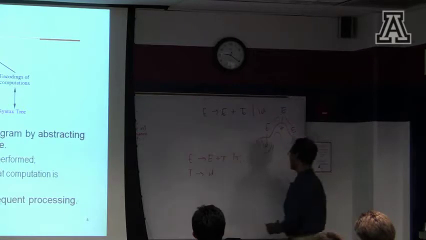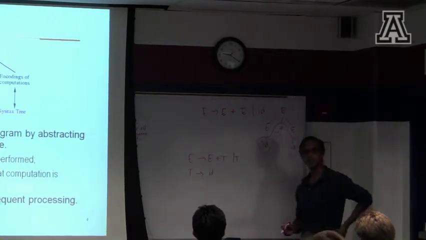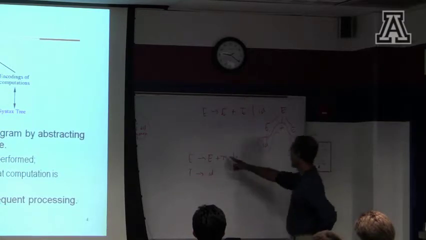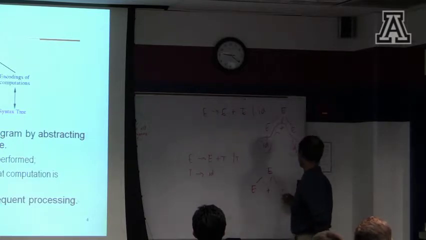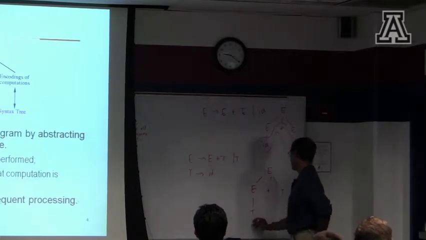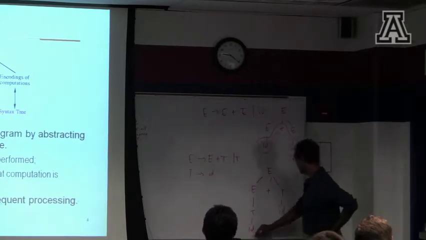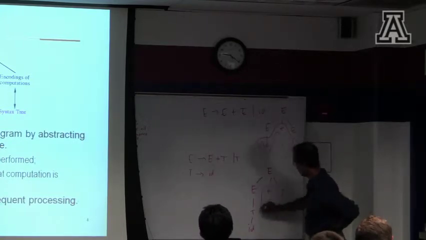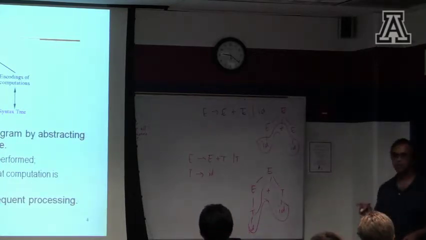T goes to ID, let's say. So I've just introduced a little bit of indirection. And from this grammar, the parse tree would look like this: E plus T, E goes to T goes to ID, this T goes to ID. Same input string, ID plus ID, but the parse tree is different.